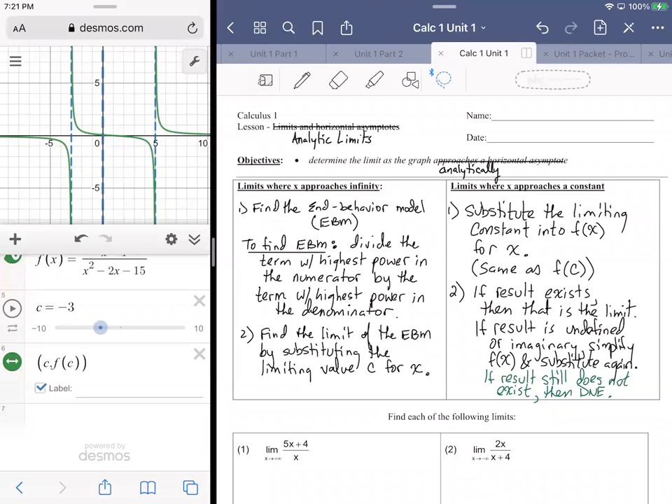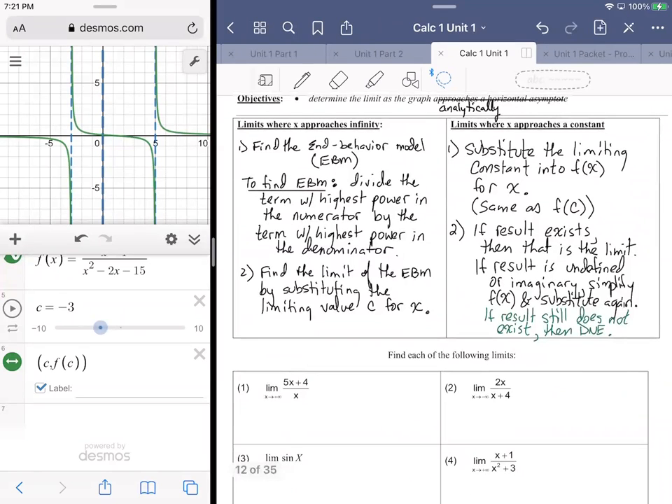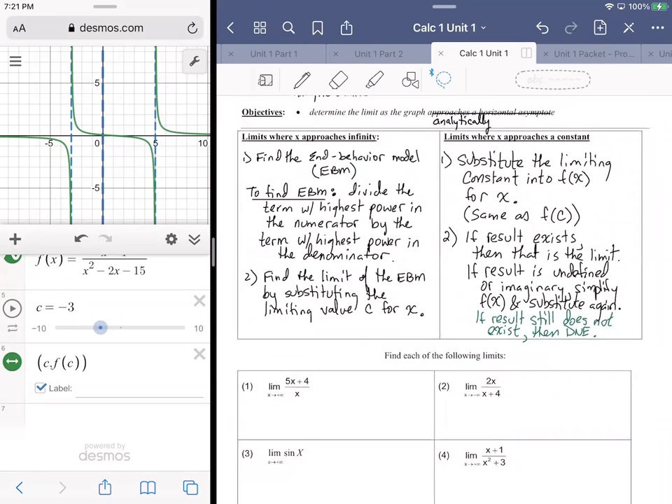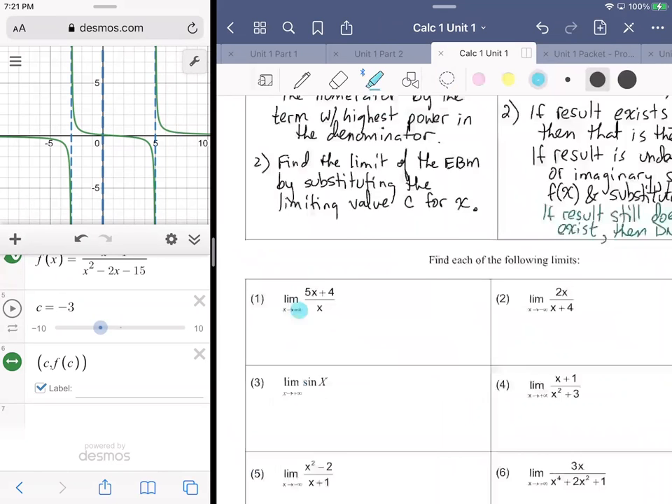All right. So I'll do a couple of examples for you, just so you see the two techniques, but they're pretty straightforward once you get the hang of it. All right. So first off, you're going to identify whether you're approaching infinity or a constant. All right. It's a constant if it's not infinity. All right. So let's just put it that way. So here I have infinity. So I'd be working with this technique.